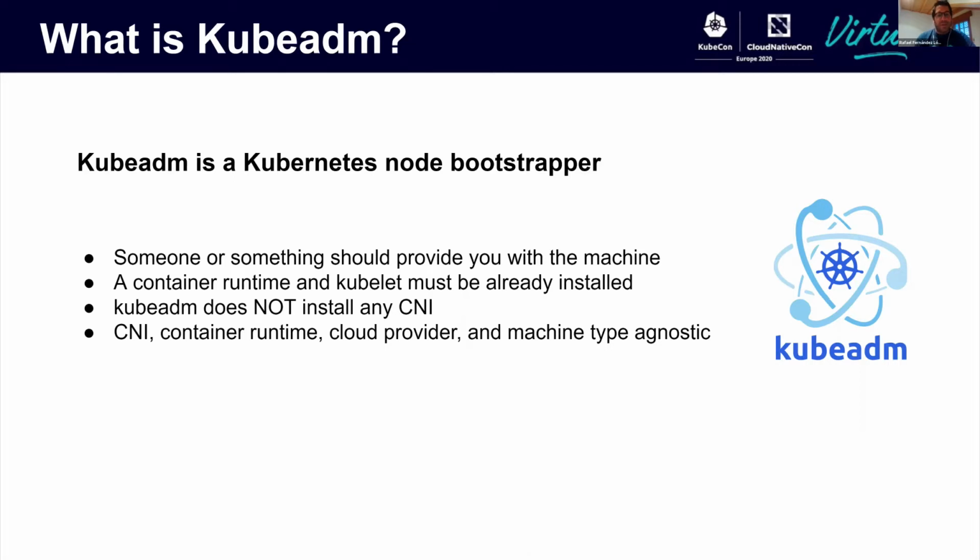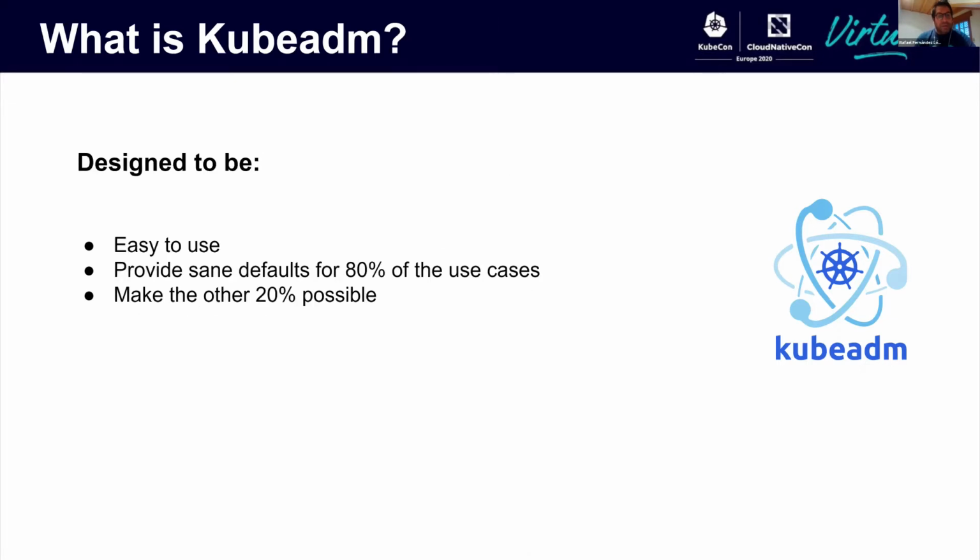So it's also agnostic regarding a number of things. As we said before, regarding CNI, regarding container runtime, but also it's agnostic regarding cloud provider and machine type. So Kubeadm is designed to be easy to use. It's thought in order to provide sane defaults for the majority of use cases that you might have. But also if that doesn't fit the bill, then the idea is to make the other part possible.